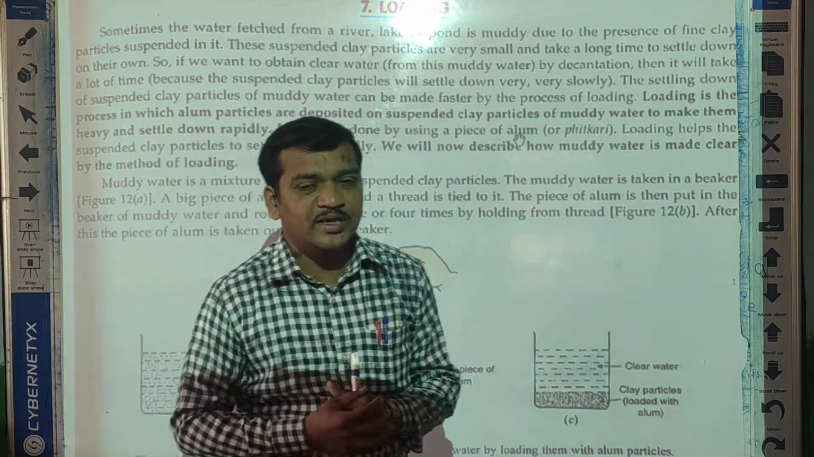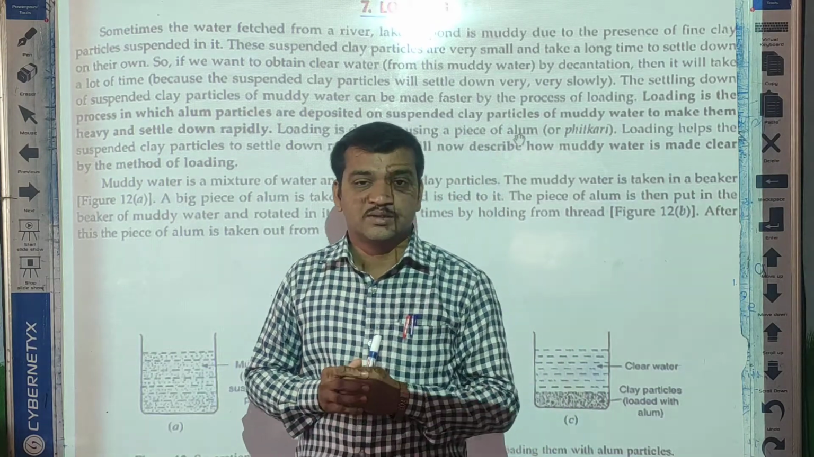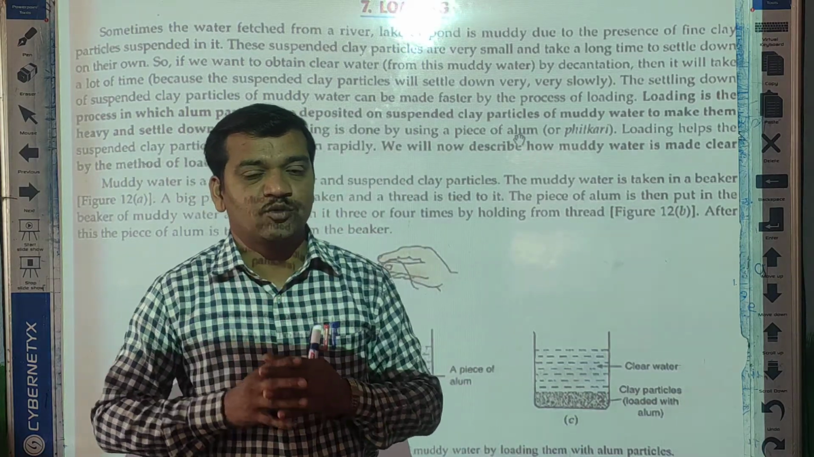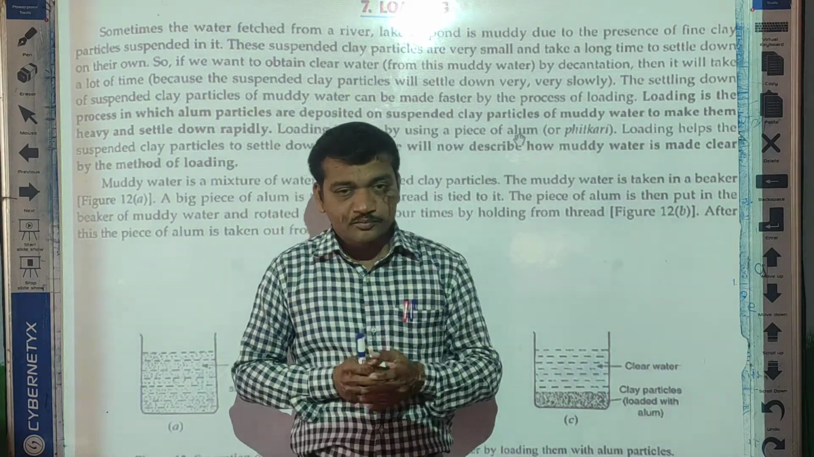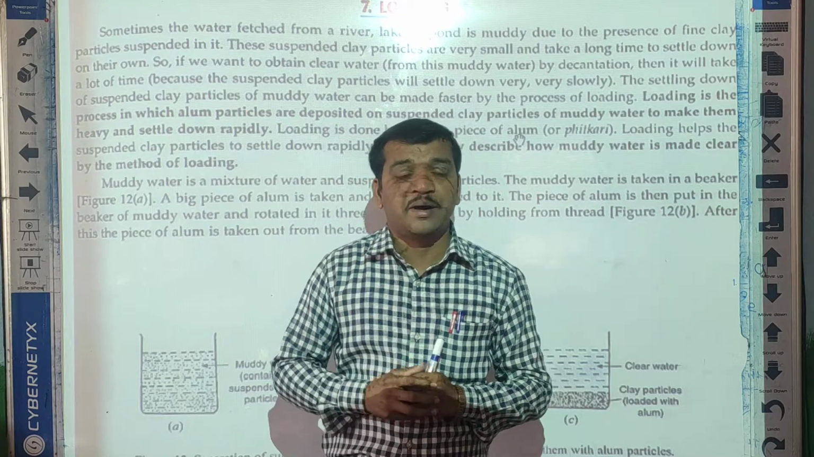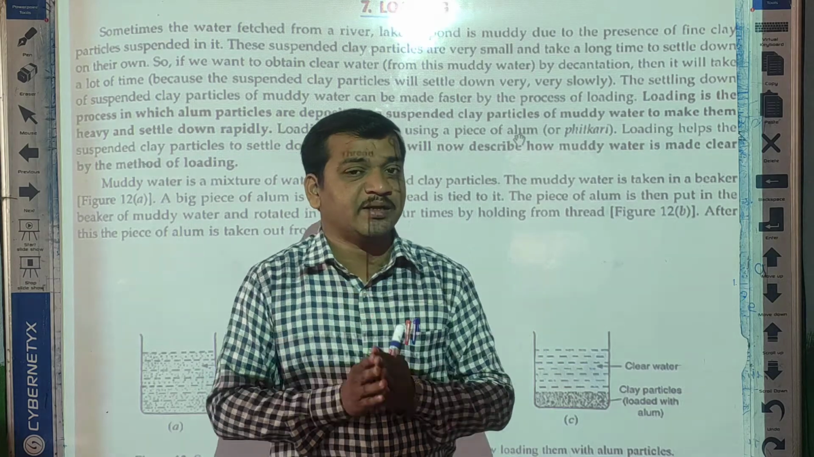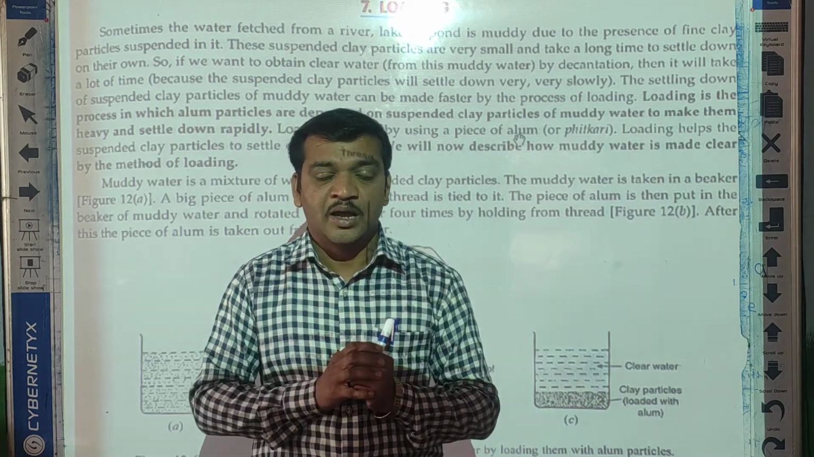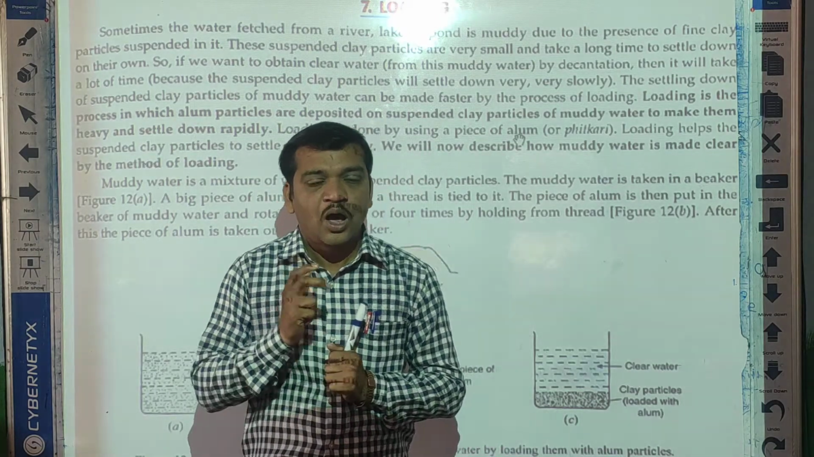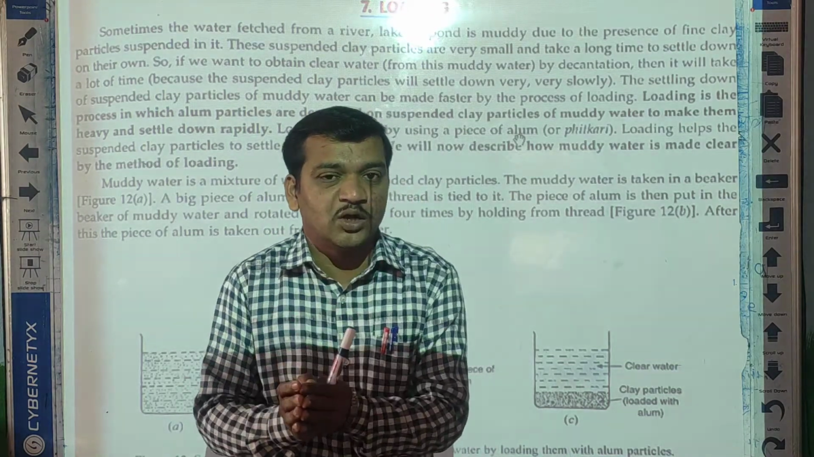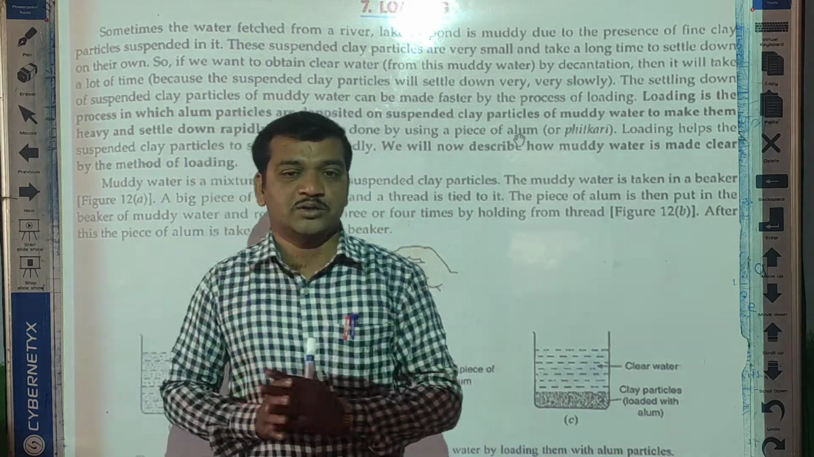See students, sometimes we get the water from the rivers, ponds and lakes. And this water is sometimes unclear, or we can call it muddy water. This muddy water is because some clay particles are suspended in water. And due to these clay particles, the water looks muddy, and this water is unfit for drinking. So how to get pure water from muddy water?